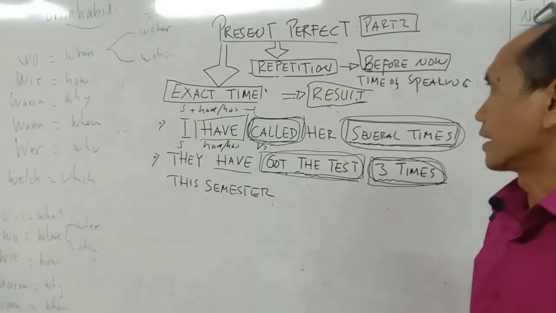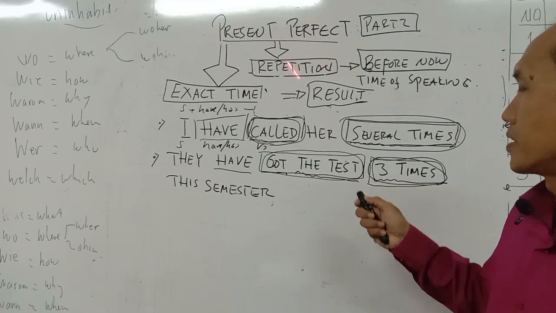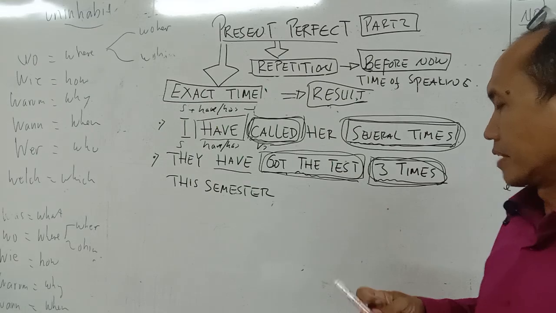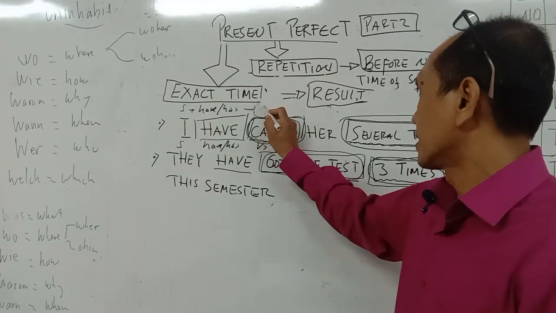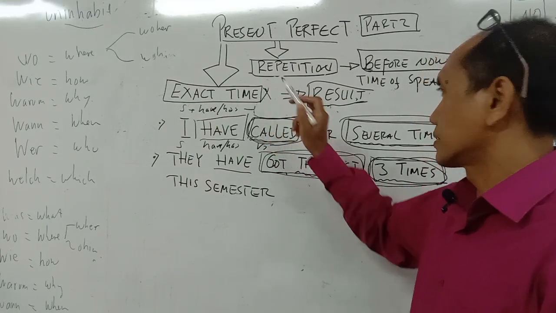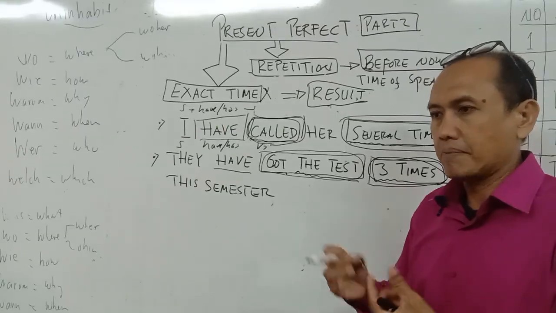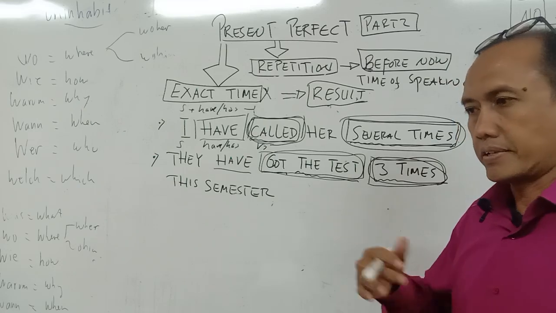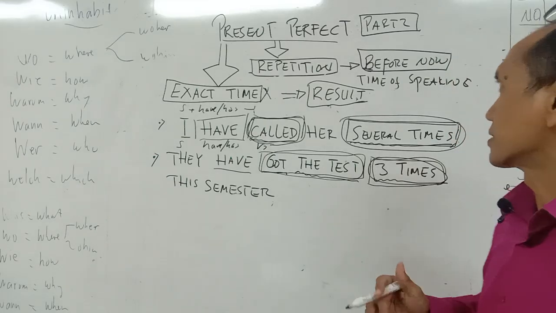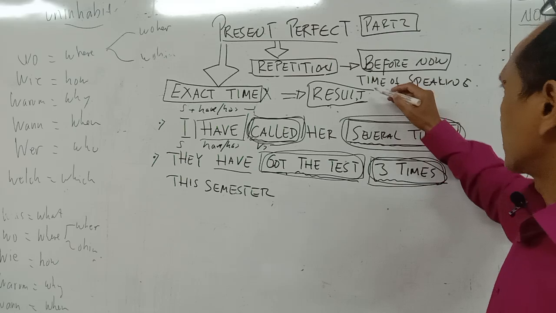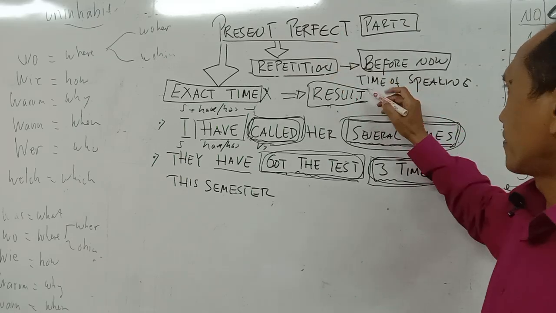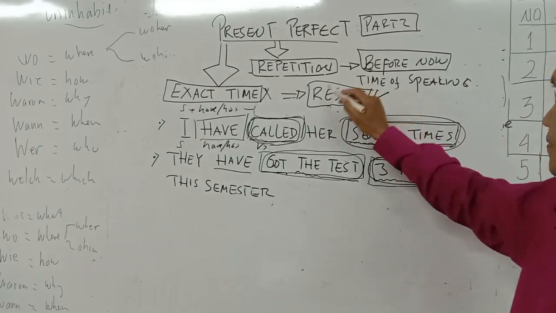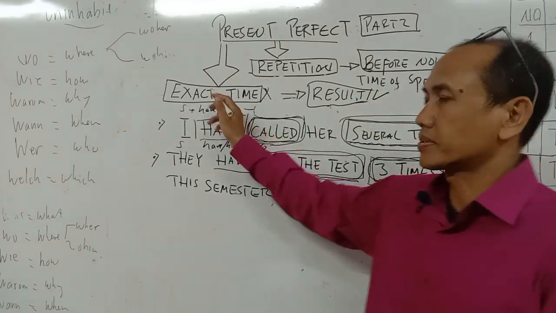present perfect. And again, we still remember that the present perfect does not need the exact time. The present perfect is to show an action happened before now, before the time of speaking, at an unspecified time in the past. And the present perfect only focuses on the result. Here, the result, not about the time.